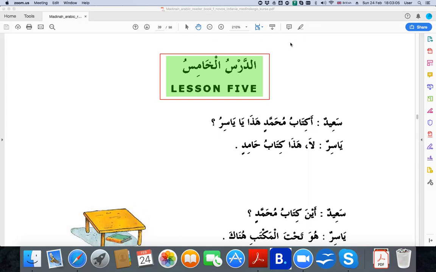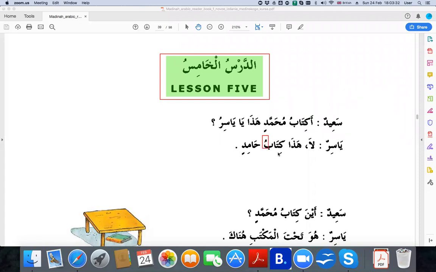First, homework of page 37. We have here the dialogue between Sa'id and Yasir. And this lesson of today is about al-mudaf and al-mudaf ilayh, the possessor and the possessive. Before we start the dialogue, we are going to explain what is al-mudaf, what is al-mudaf ilayh.